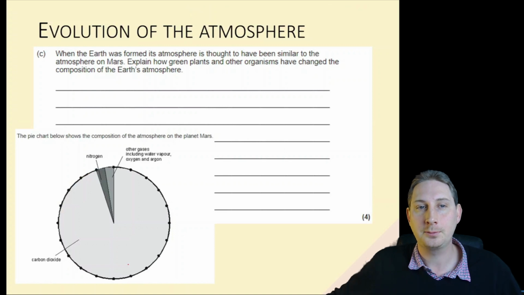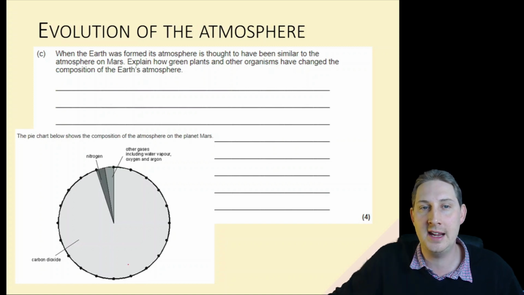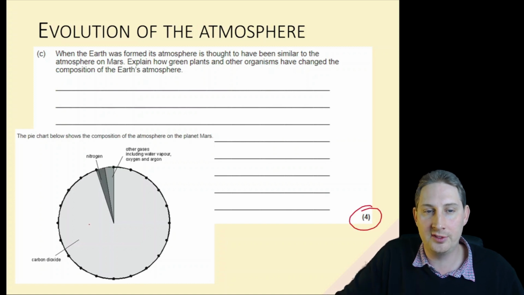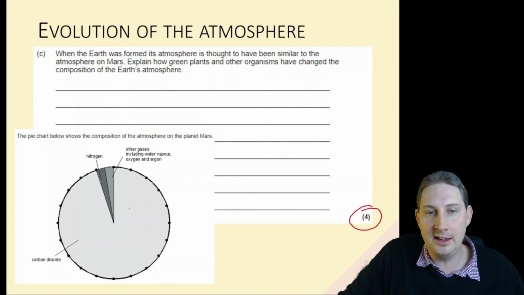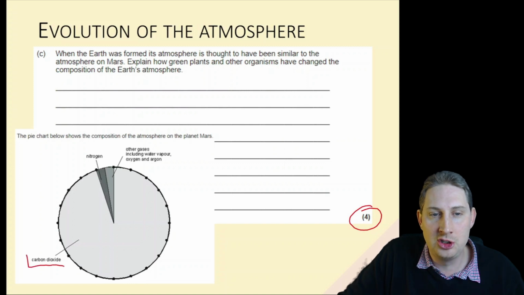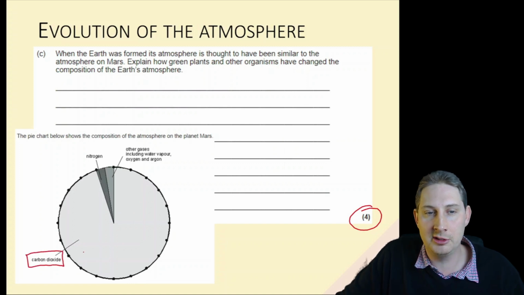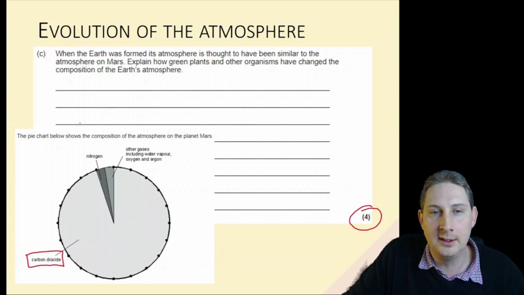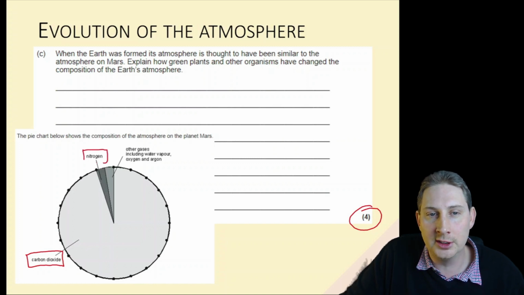Number 1. When the Earth was formed, its atmosphere is thought to have been similar to the atmosphere on Mars. Explain how green plants and other organisms have changed the composition of the Earth's atmosphere, at least 4 different points. Now looking at the chart here, we can see that the majority of the atmosphere on Mars is carbon dioxide with very little nitrogen, very little oxygen.